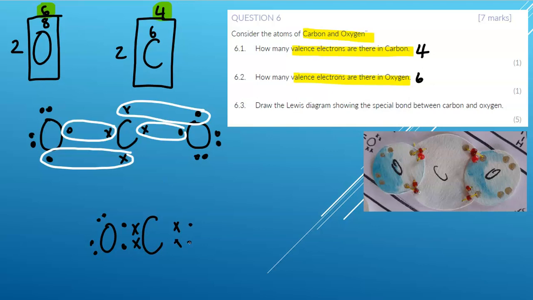So this will form a linear molecule. Okay, so this is our Lewis structure. And if you want to do the Cooper one, we have 2 double bonds on both sides, and then we have a total of 4 lone pairs. So 4 pairs of bonding electrons, which is the same as 2 double bonds, and then the non-bonding pairs.